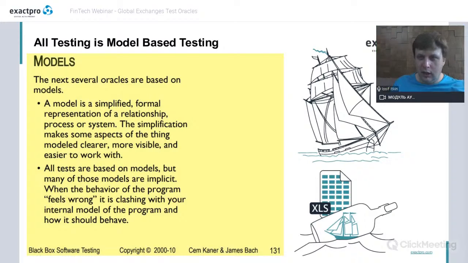Okay, I do not think we have any more questions. I think we need a more detailed discussion on models and independent implementations and what makes them useful for our testing.